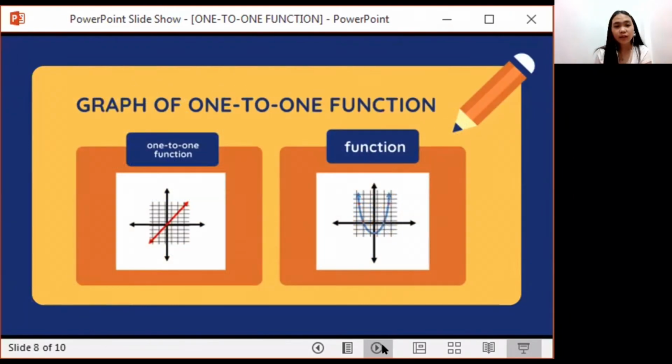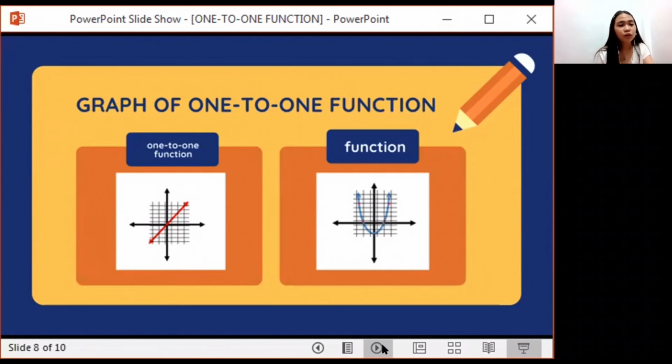Let's first look at the graph of a function. As what I said earlier, the graph of a function only satisfies the vertical line test, and we can see here that the horizontal line intersects twice. That's why it is just a function because it doesn't satisfy the horizontal line test.